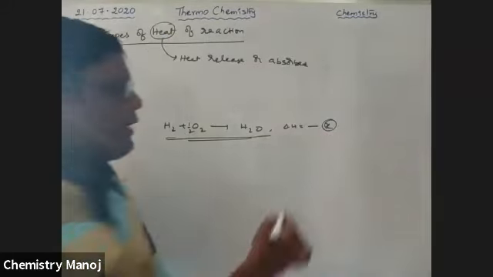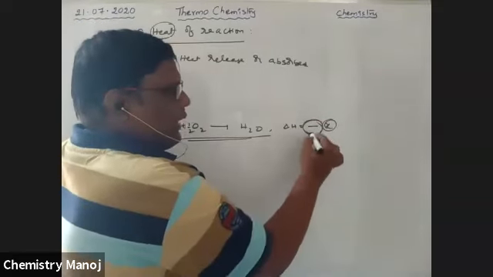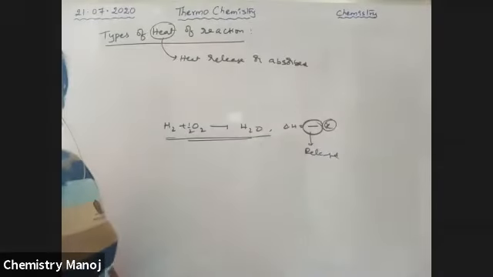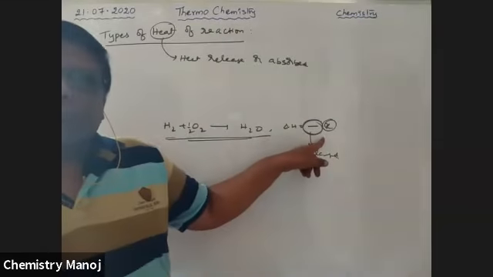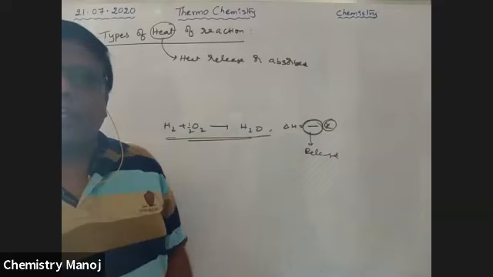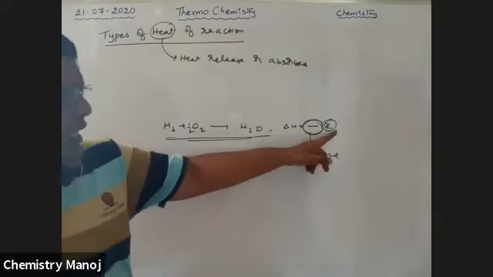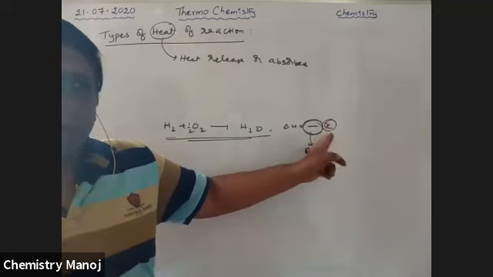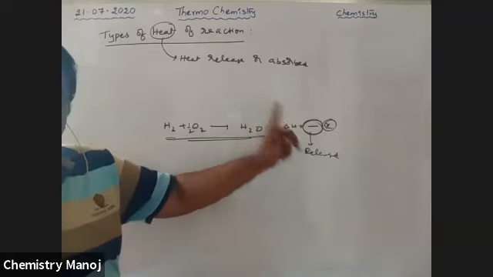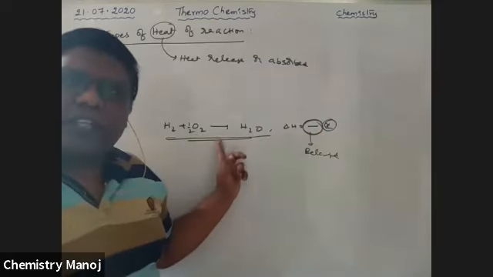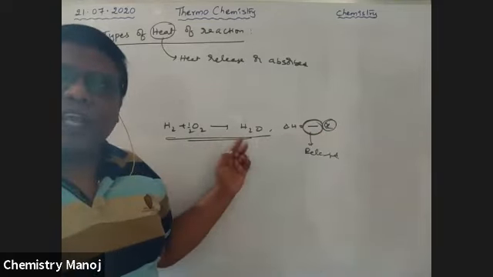Why is it released? Because it is negative. Negative means released energy and positive means absorbed energy. It is an exothermic reaction. So this is the amount of energy released. How much energy? The X value is released. So X is the amount of energy released, and during this reaction, this X is called the heat of the reaction.